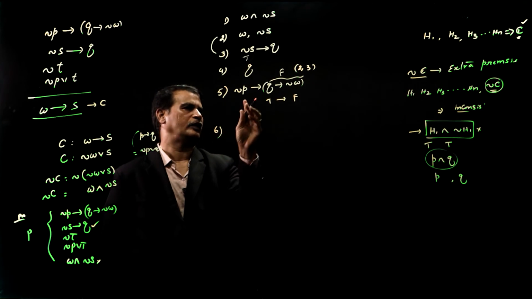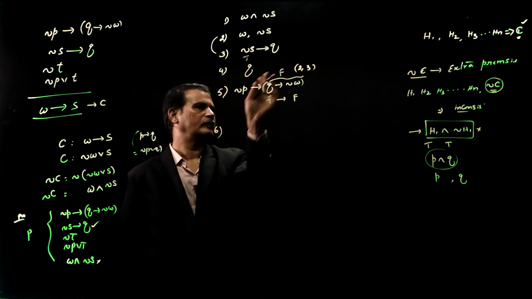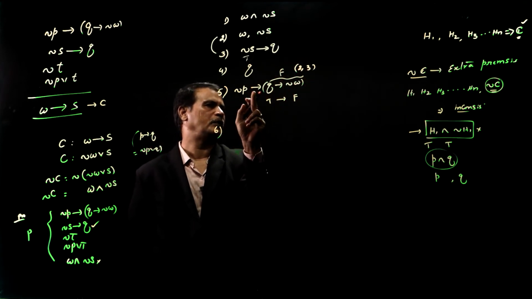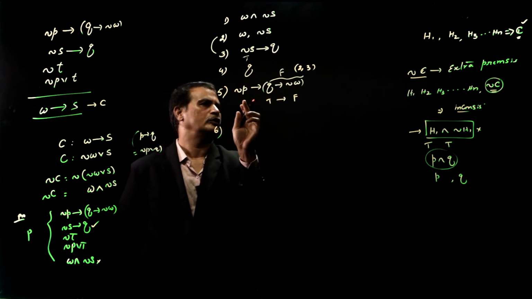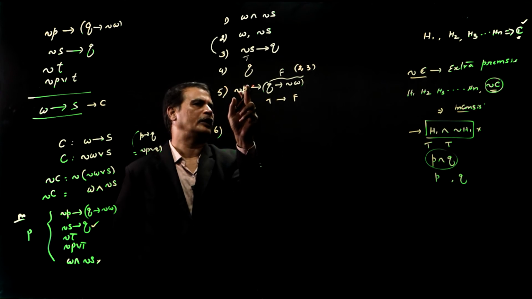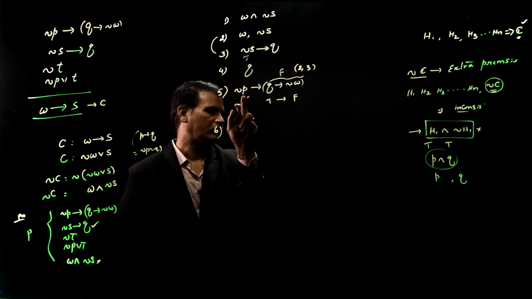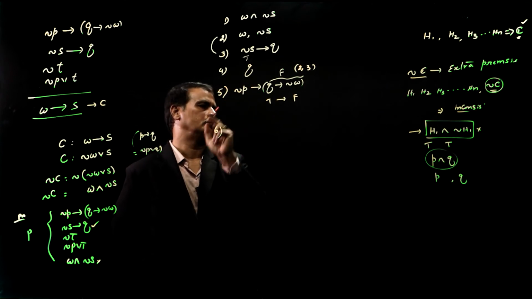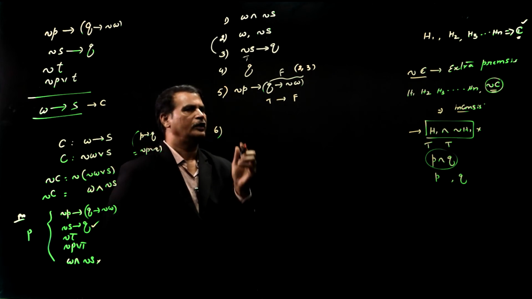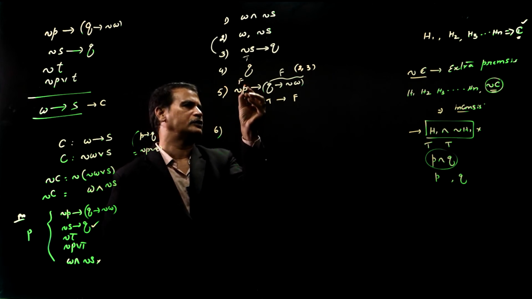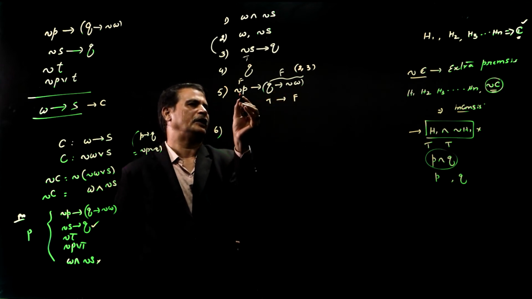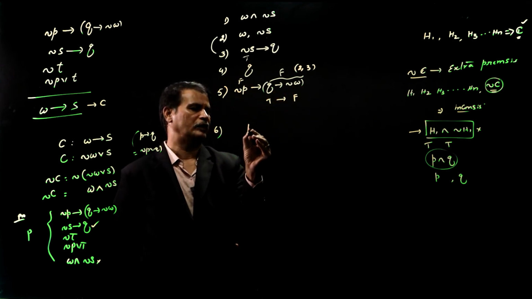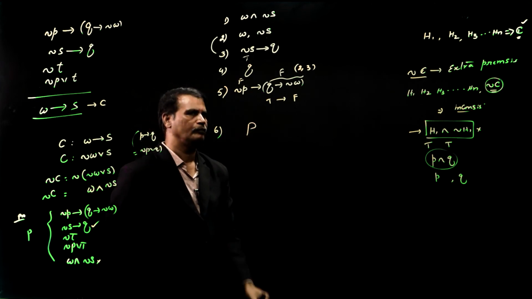So I fix this as F, but I know that negation P implies Q implies negation W is true. So when it is true, negation P should not become true. If negation P becomes false, then only this entire statement is true. That means negation P false means I may get the value P is true.